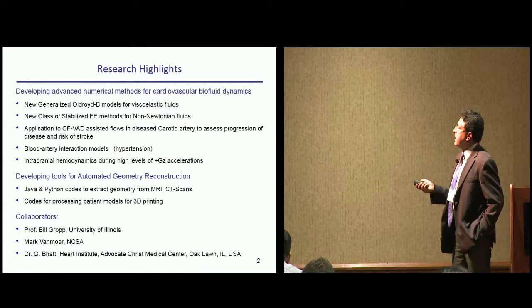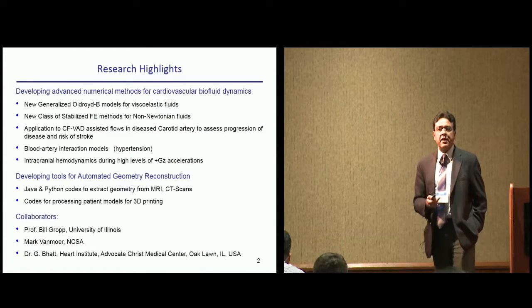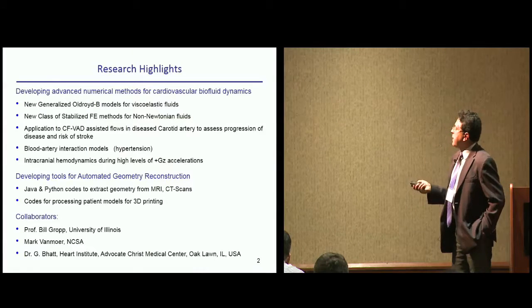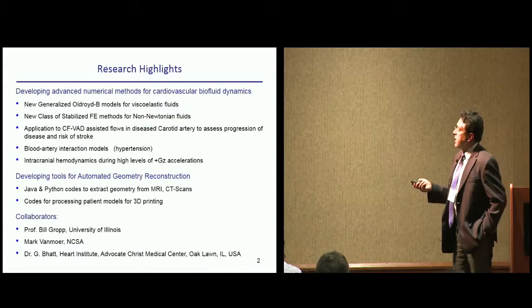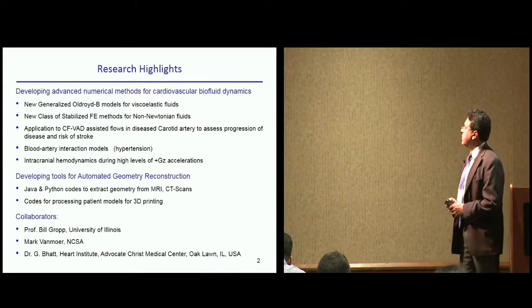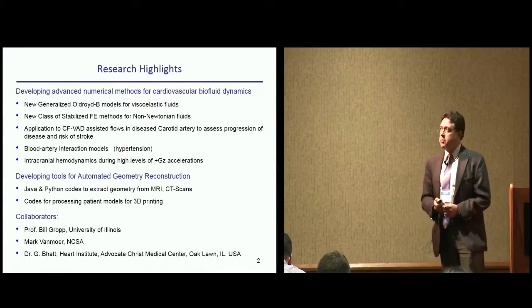We have applied this method to continuous-flow ventricular assist devices, and the effect of that on the carotid artery and the propensity of coagulation, which can give rise to clot formation that can give rise to stroke. We have also applied it to blood-artery interaction models, and this is where I'll put most of my emphasis, as this is what is new that I'm presenting here, that has not been done by us previously, and what is new from the perspective of the mechanics community.